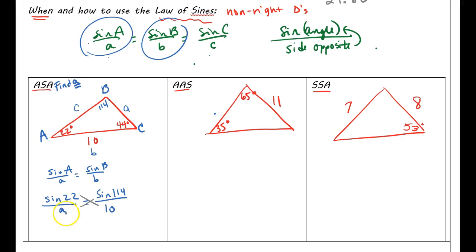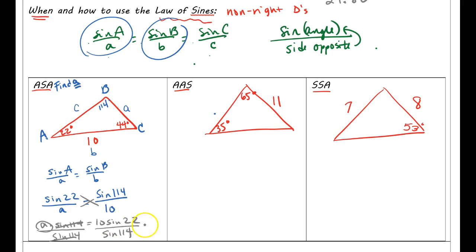So I'm going to do A times the sine of 114 equals 10 times the sine of 22. And then how do I get that A by itself? Well, I divide both sides by sine of 114. So this is just good old-fashioned algebra, rearranging and solving for the letter.